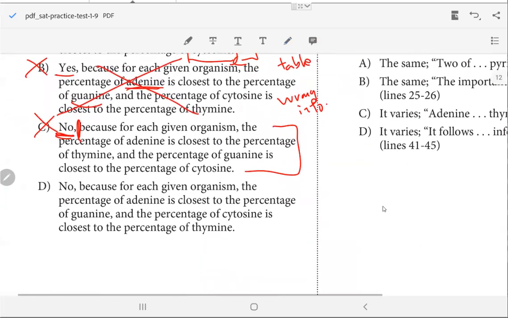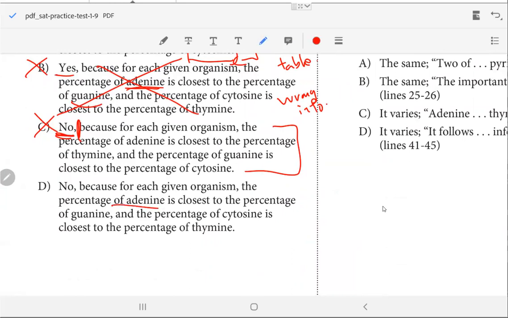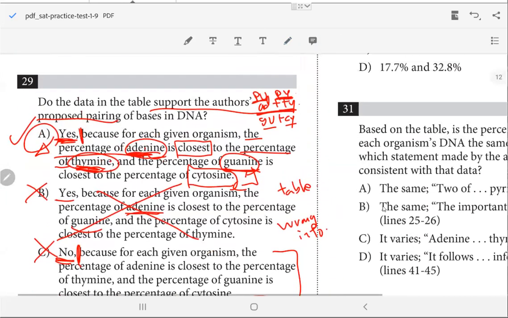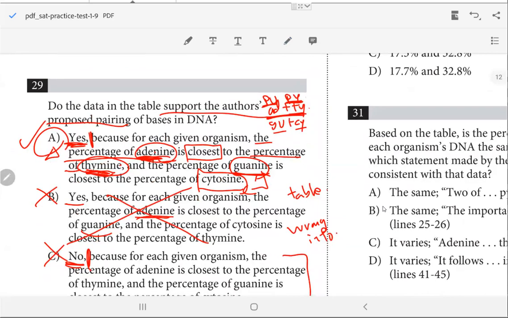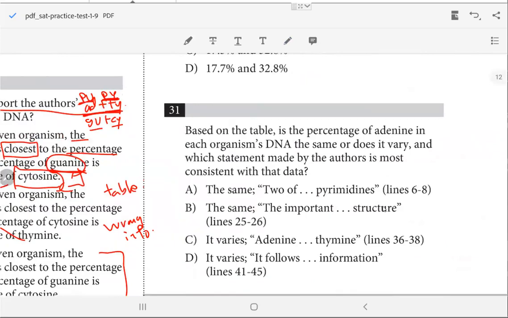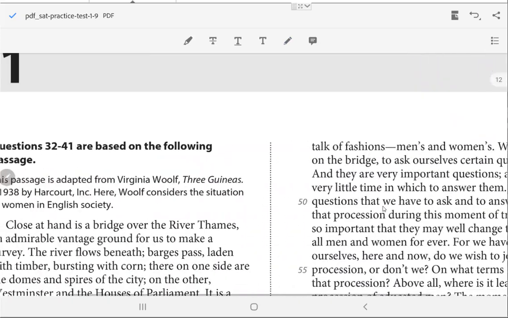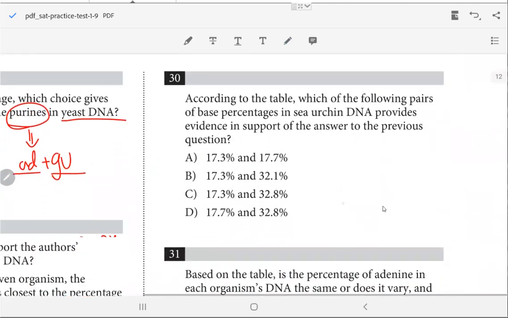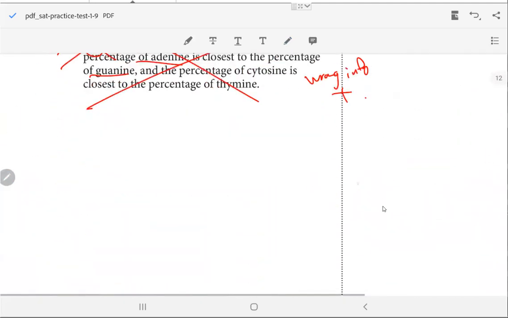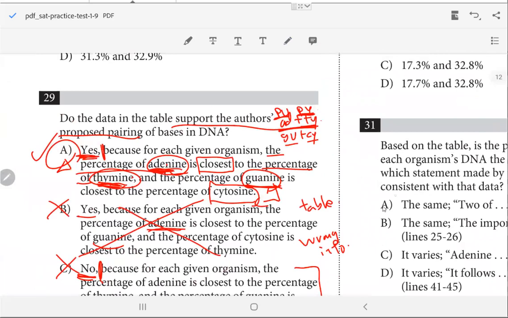Alright? D: no, because for each given organism, the percentage of adenine is closest to the percentage of guanine. So this is even worse than B. It's wrong information. Plus, no is actually the wrong answer. It should be yes, because A is the right answer, right? Beautiful. All right, two more questions to go, right? 31 and 32 is history. All right, question 30. Okay, so 29 is A.